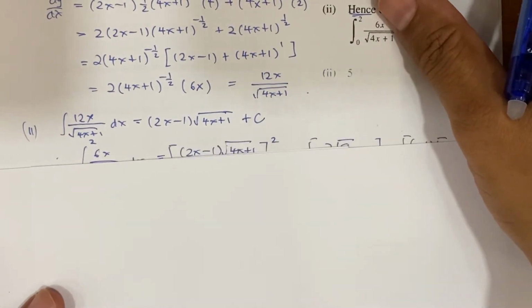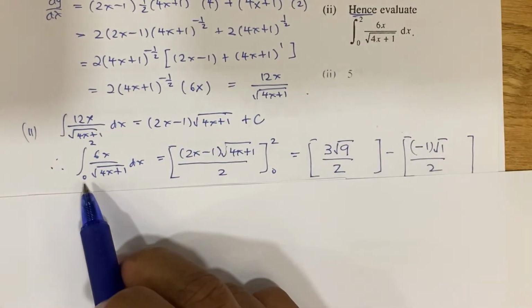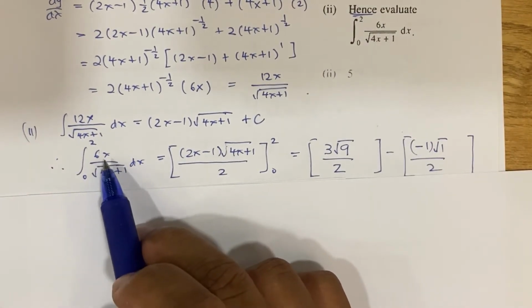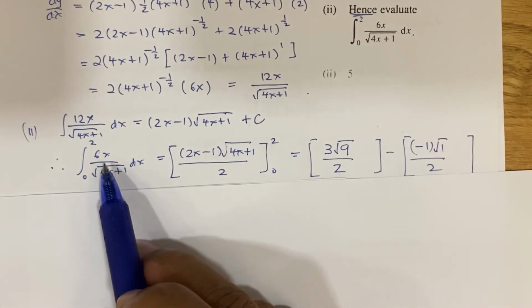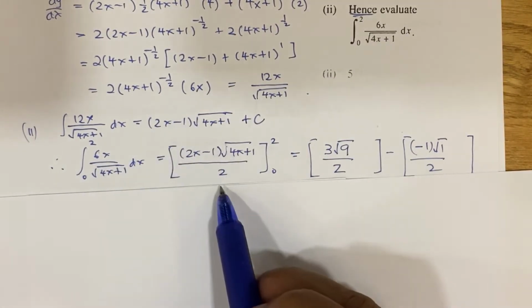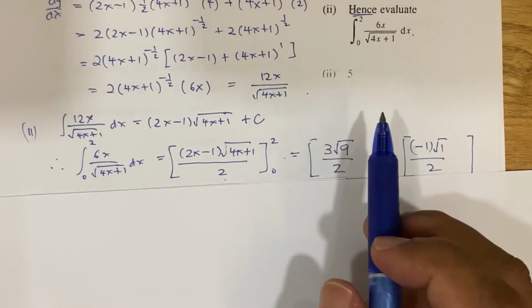And then please take note. If you look at the 6x, you realize that this is 6x. So in other words, we are going to divide this by 2. Now what happened to the c? The c will be eliminated.